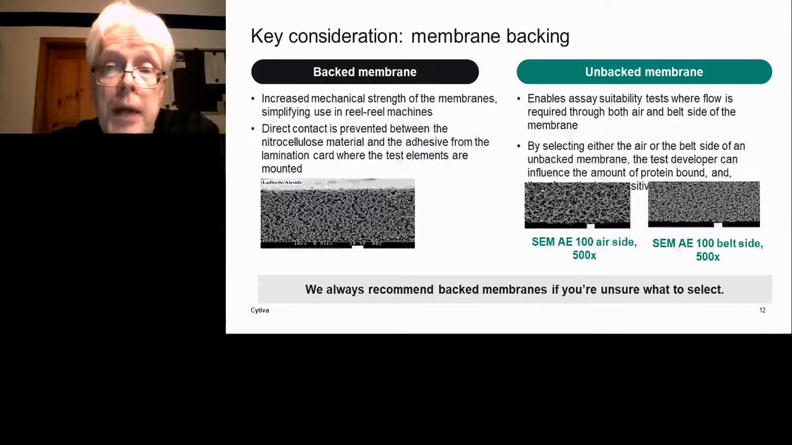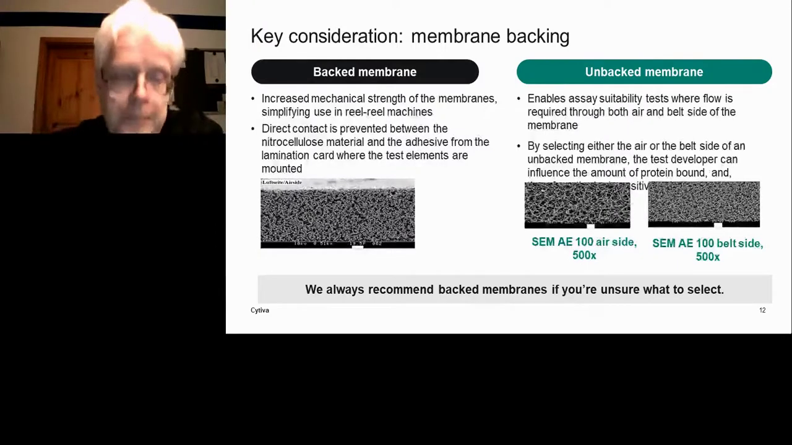If you want to use an unbacked membrane, use both sides, and it could be very advantageous to use the belt side. The downside is the mechanical stability of an unbacked membrane. And especially for beginners in the field, our recommendation is to use the backed membrane.